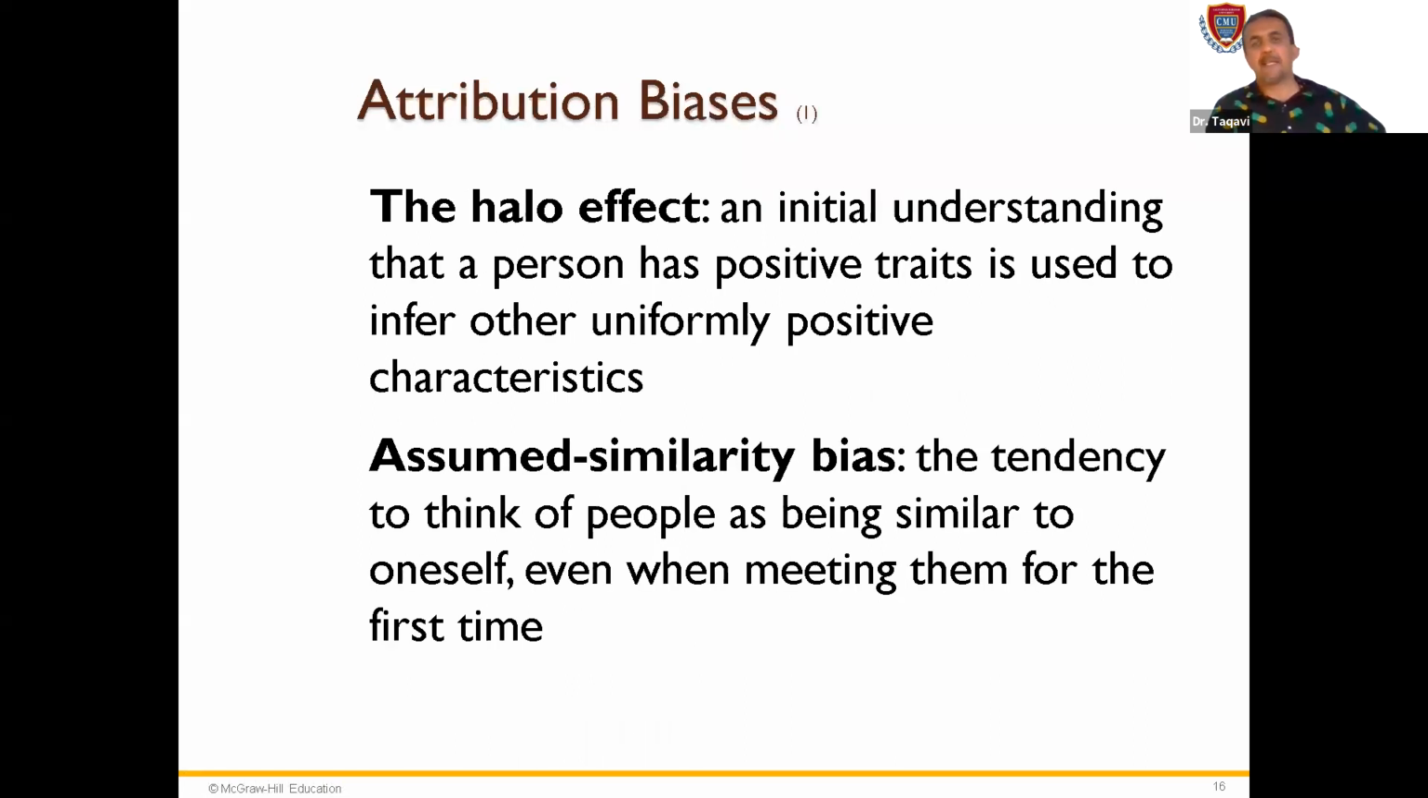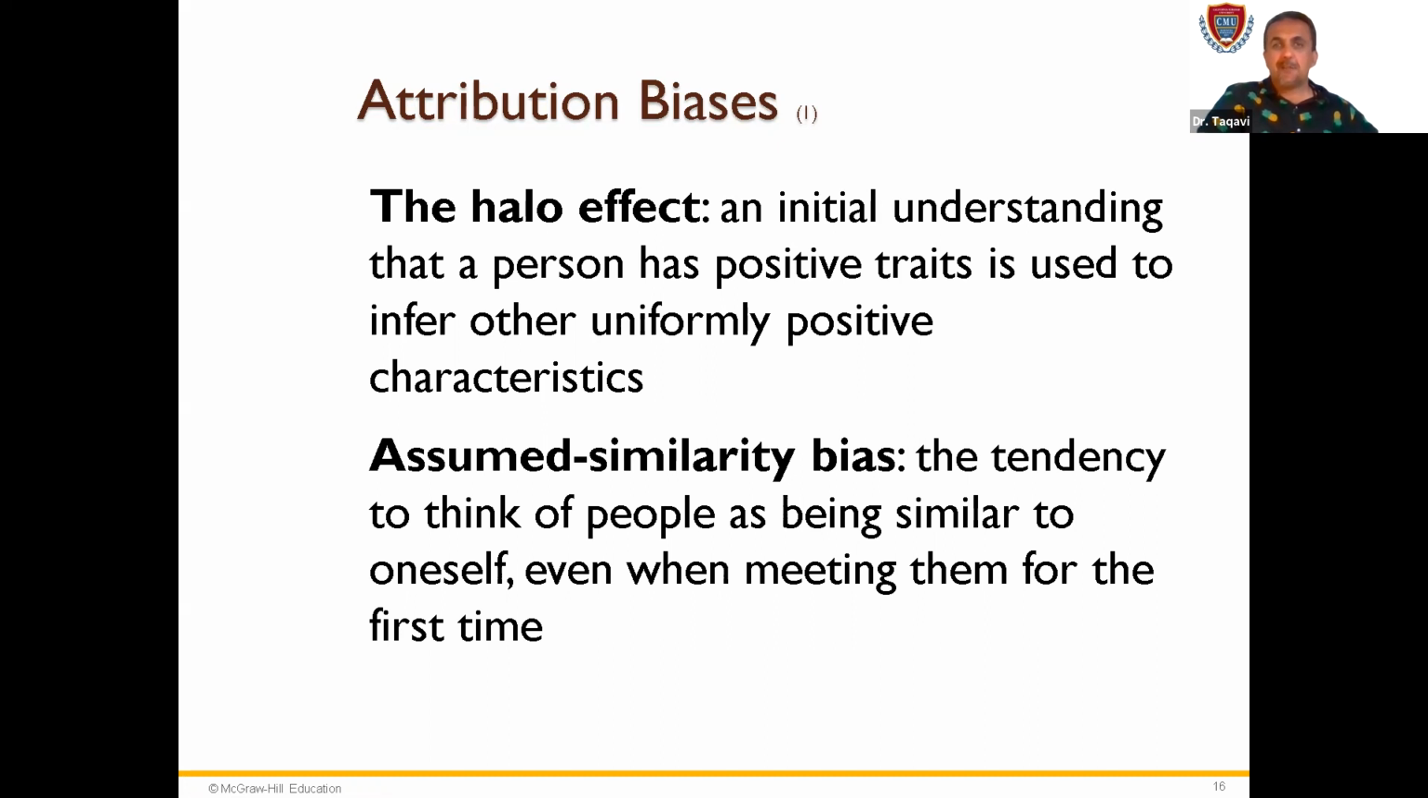And the halo effect says an initial understanding that a person has a positive trait is used to infer other uniformly positive characteristics. It is the halo effect. And assumed similarity bias is the tendency to think of people as being similar to oneself, even when meeting them for the first time.